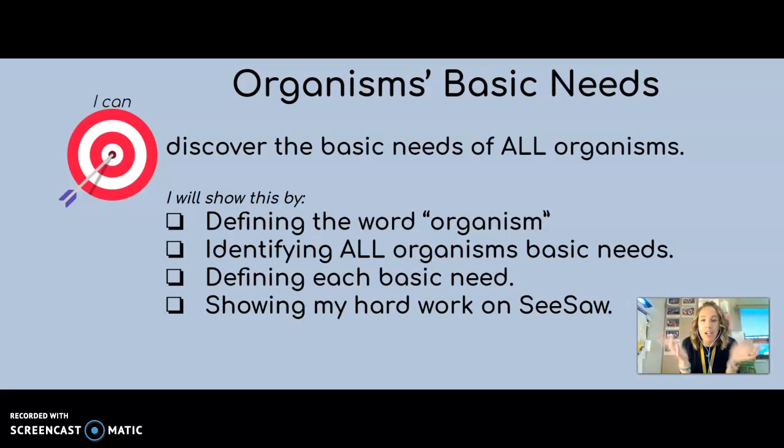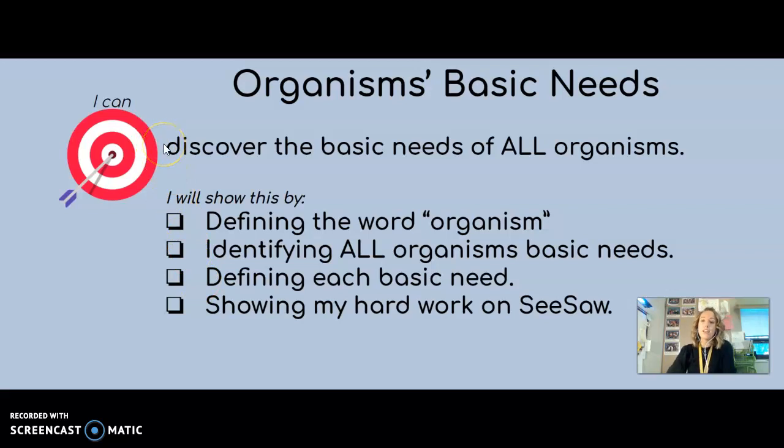Let's start off by talking about our target. Our target today says, I can discover the basic needs of all organisms. I will show this by defining the word organism, identifying all organisms' basic needs, defining each basic need, and showing my hard work on Seesaw.